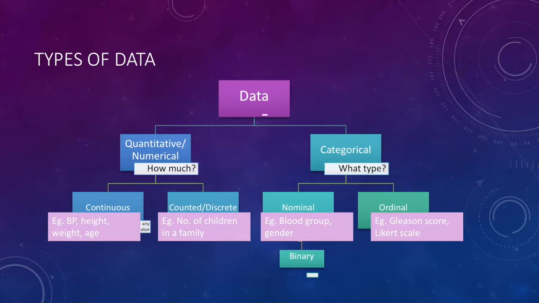Ordinal categorical data, however, is data in which the order makes a big difference. For example, the Gleason score. A lower Gleason score means something different from a higher Gleason score, and the order makes a big difference.